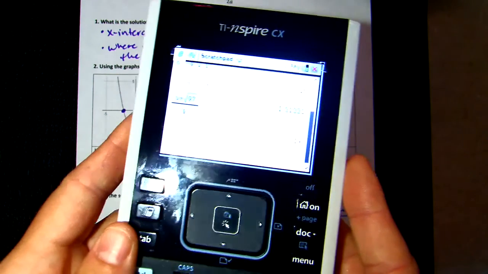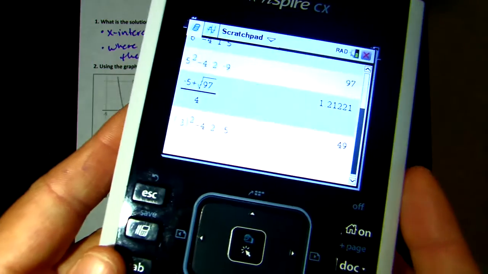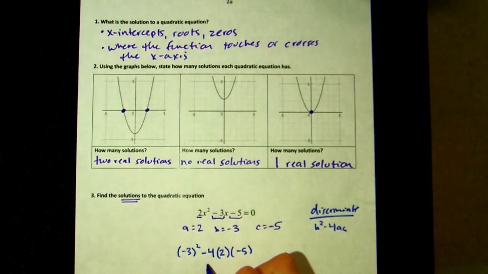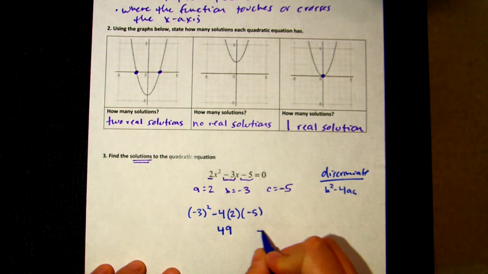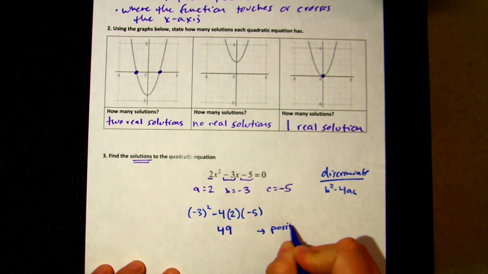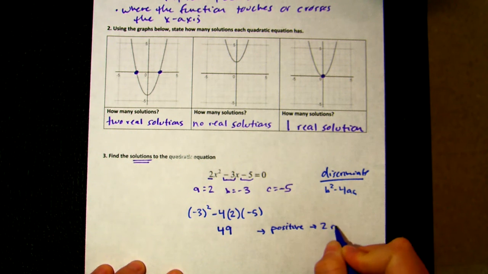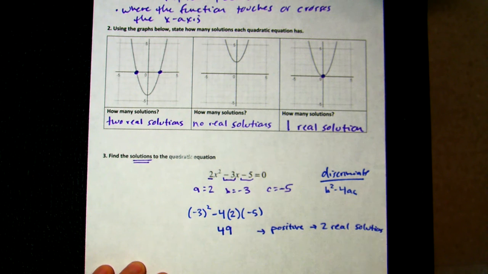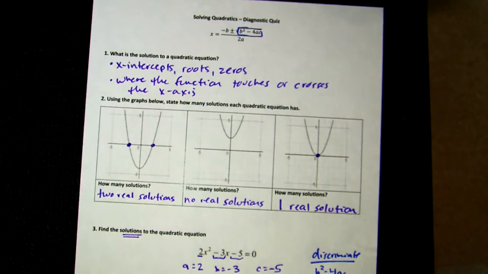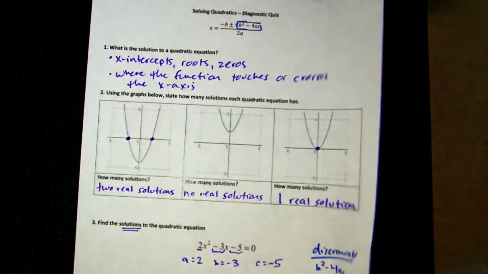And that's going to end me up with, can't see my calculator, can you? But that ends up with 49. So I know that the value of my discriminant is 49. Okay? Reminder, if my discriminant is positive, it means I have 2 real solutions.